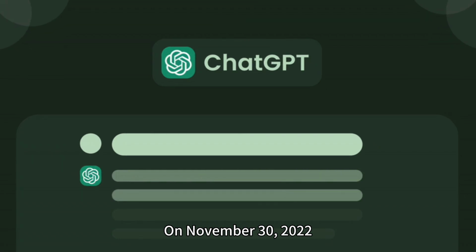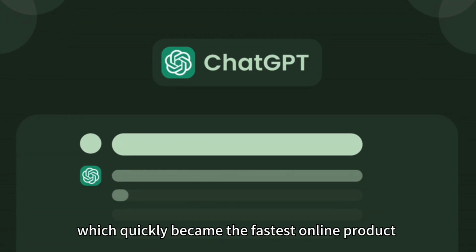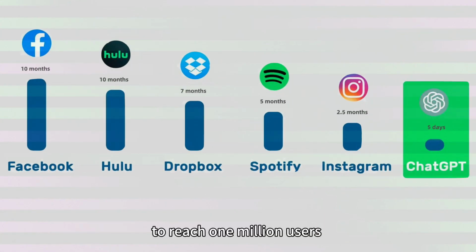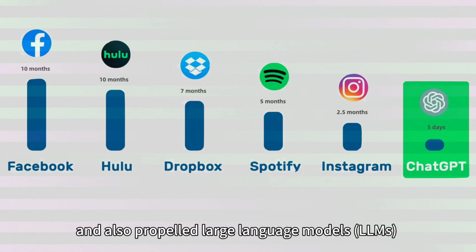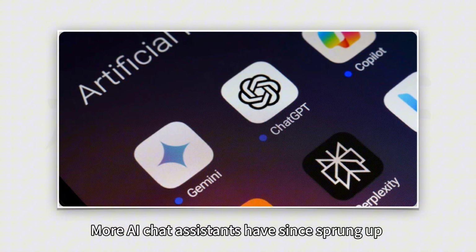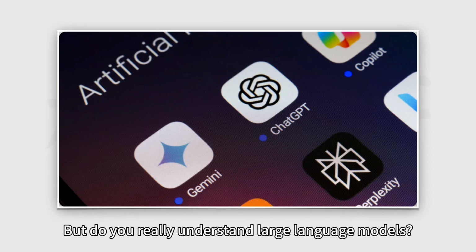On the 30th of November 2022, OpenAI released ChatGPT, which quickly became the fastest online product to reach 1 million users and also propelled large language models, LLMs, into the spotlight. More AI chat assistants have since sprung up like mushrooms, appearing in everyone's view. But do you really understand large language models?